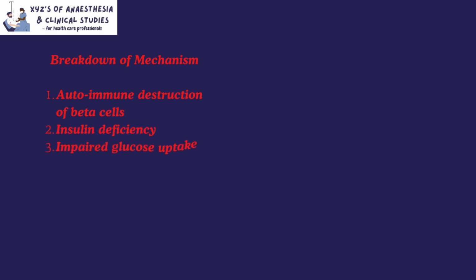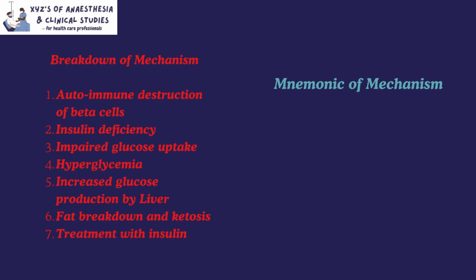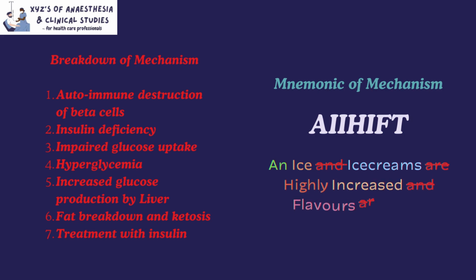To break down the mechanism: first comes the autoimmune destruction of beta cells and insulin deficiency, impaired glucose uptake, hyperglycemia, increased glucose production by the liver, fat breakdown and ketosis, and treatment with insulin. Just try to remember the mnemonic of this mechanism. An ice and ice creams are highly increased and flavors are tasty.